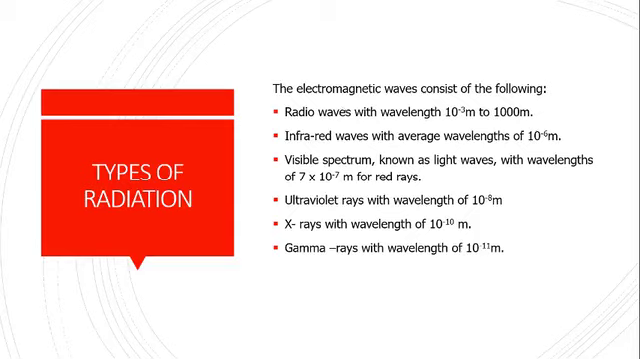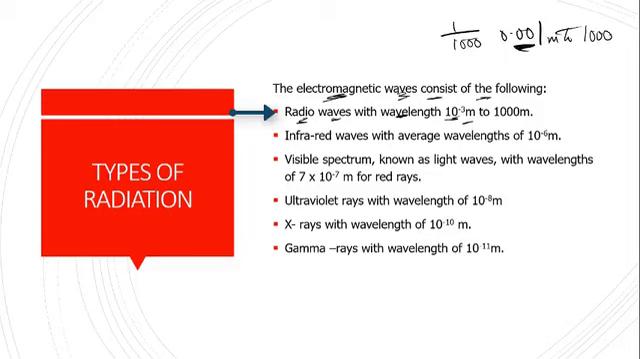Now, we want to talk about electromagnetic waves, what they look like, examples of them, and what they basically consist of. We have many kinds of electromagnetic waves, the first being radio waves. Radio waves are known to have a wavelength of 10 raised to power minus 3 meters up to 1000 meters. When we say 10 raised to power minus 3, we mean 1 over 1000 or 0.001. So from 0.001 meters to 1000 meters. That is for radio waves.